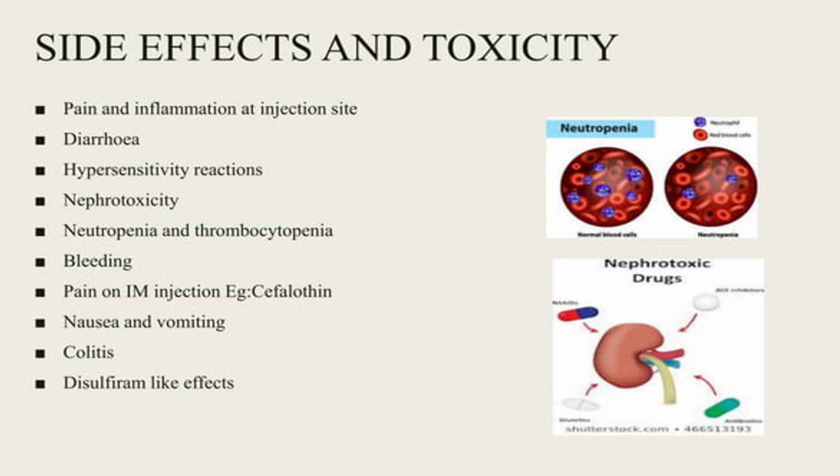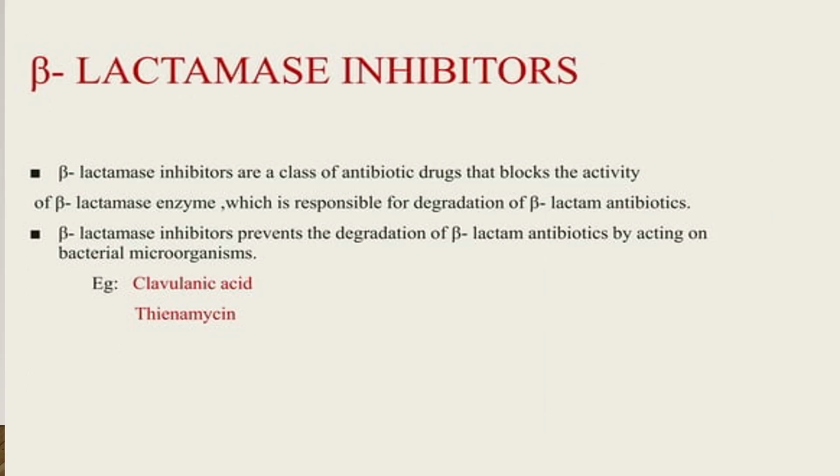Next, side effects of cephalosporin type of antibiotic. The pain and inflammation. If we give this cephalosporin through the injection route, there is pain and inflammation at the injection site, diarrhea, hypersensitivity reaction, toxic reactions to the nephron cell, bleeding, pain on intramuscular injections, then nausea, vomiting, swelling of the colon. These types of effects are shown by the cephalosporin.